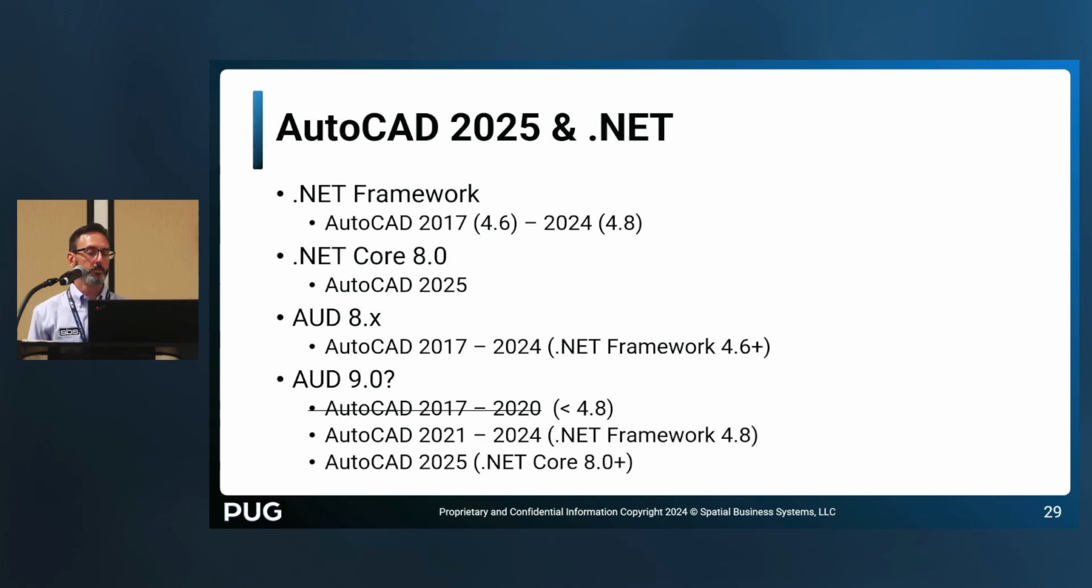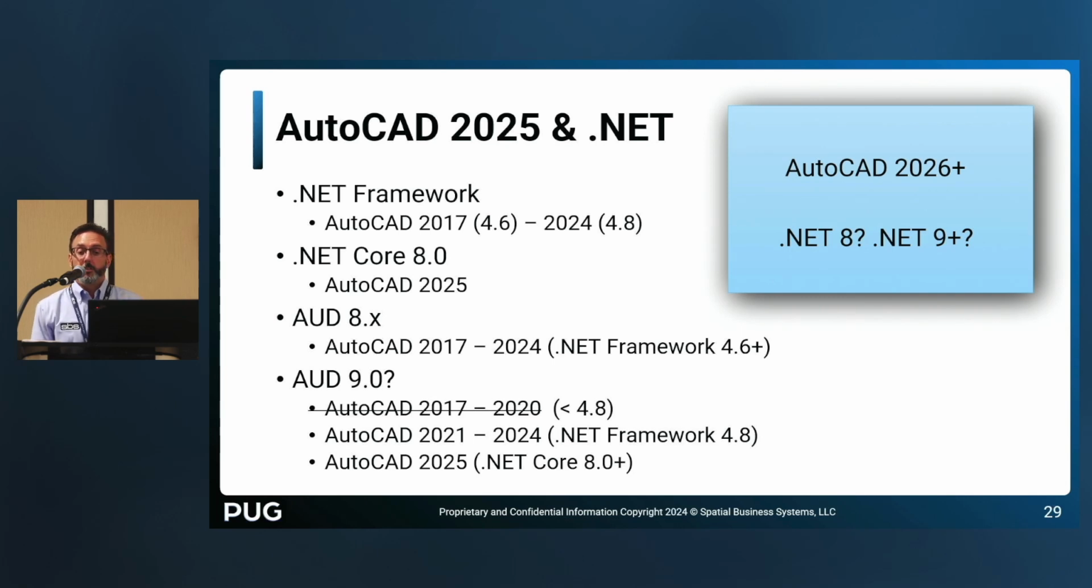Now, versions 2021 through 2024 all use the 4.8 version, and Microsoft has that in long-term support, so that is looking to remain supported by Microsoft for a while now. So these all look nice and stable. We can support those versions from 2021 to 2024, and of course 2025 is built on .NET Core 8.0, and the new versions will support that.